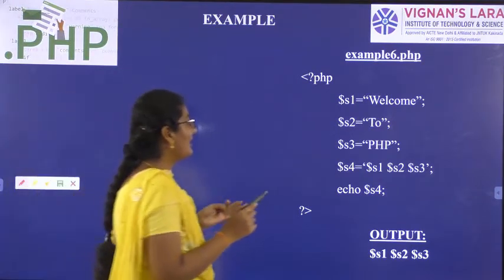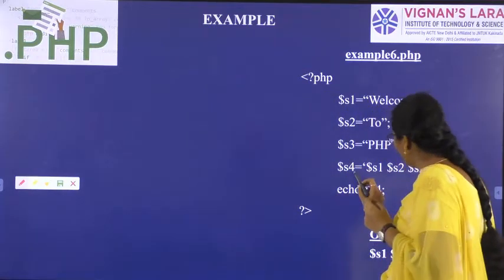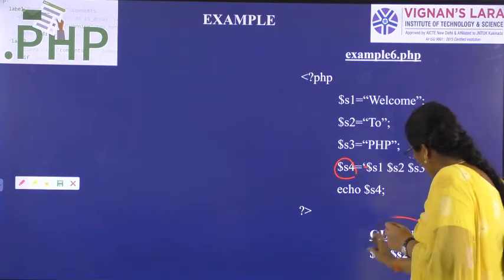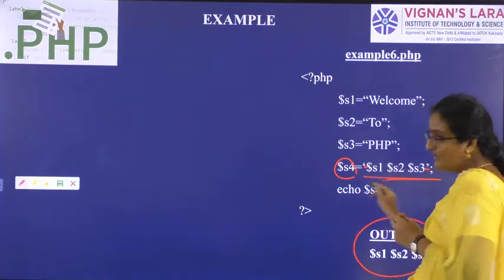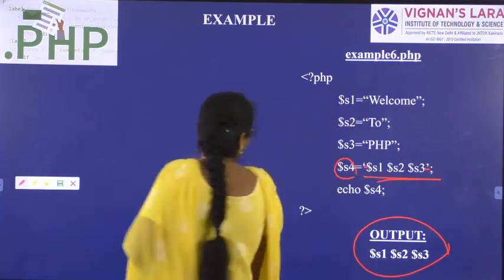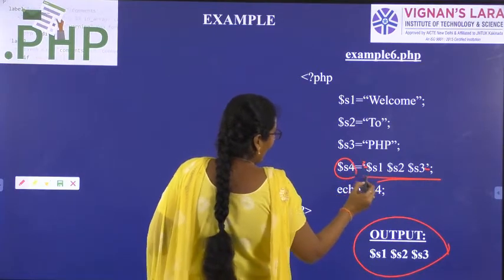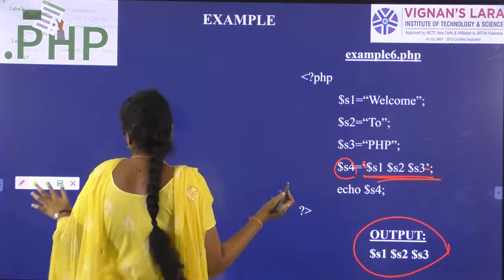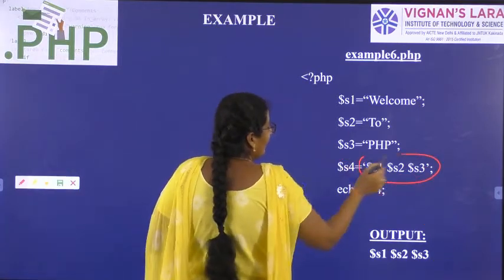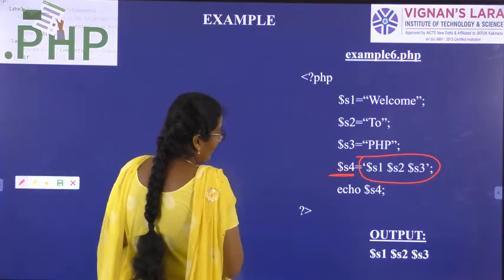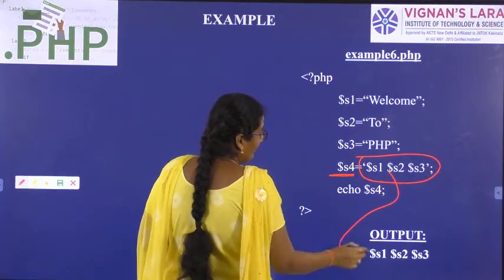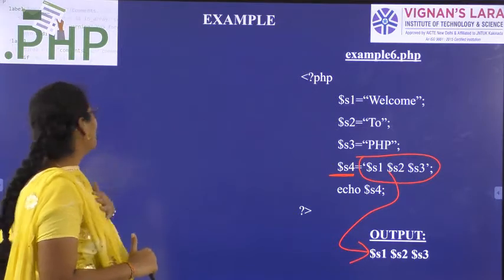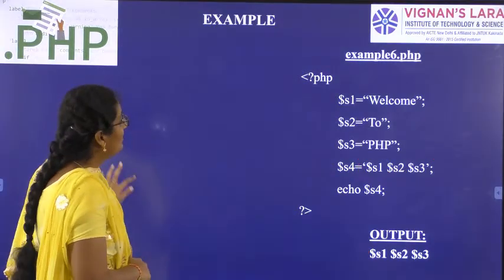So if you use single quotations while creating this $S4, and if you use single quotations while printing also, you will get this matter in the single quotations only. So in single quotations you have $S1, S2 and S3. If you use single quotations while declaring the S4 variable, then the output will also be what matter you have in single quotations.